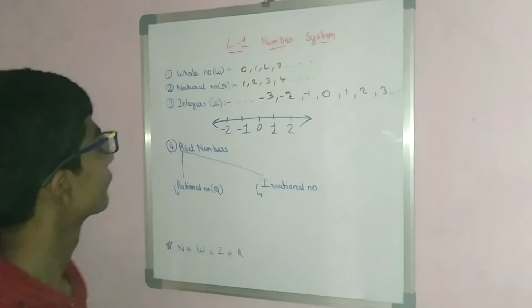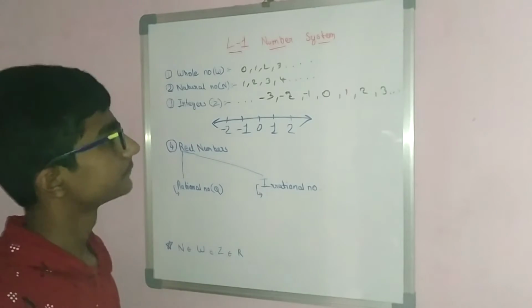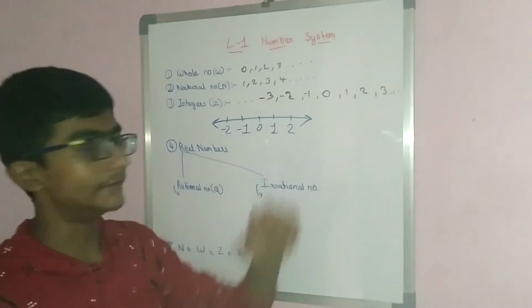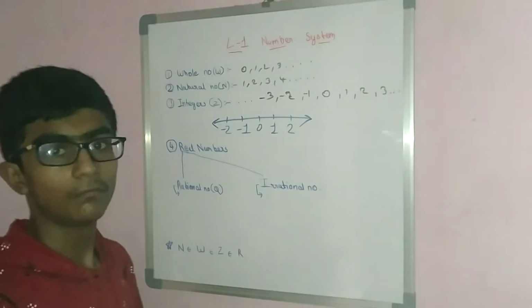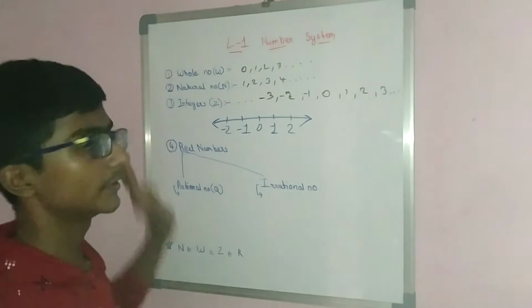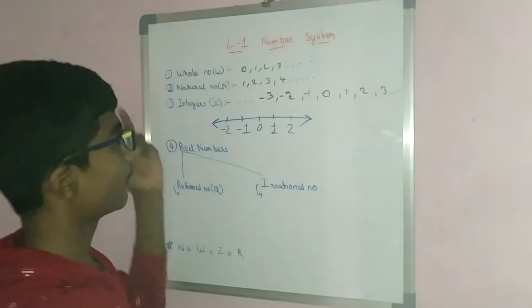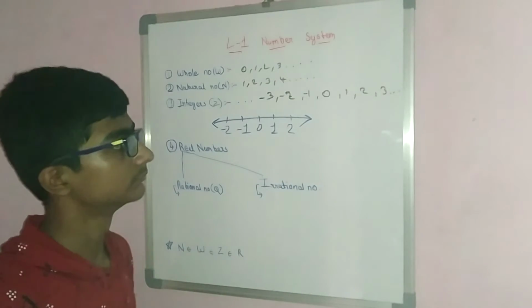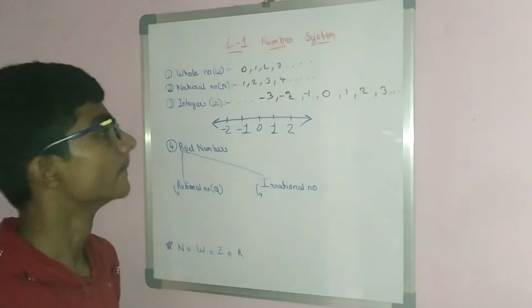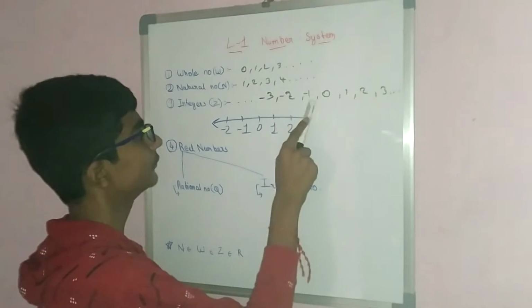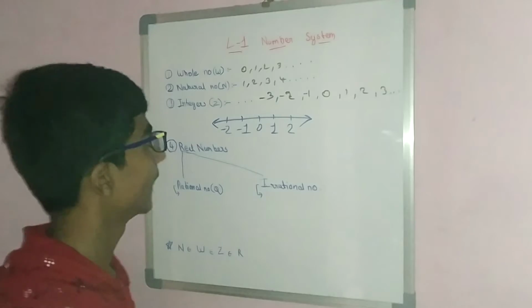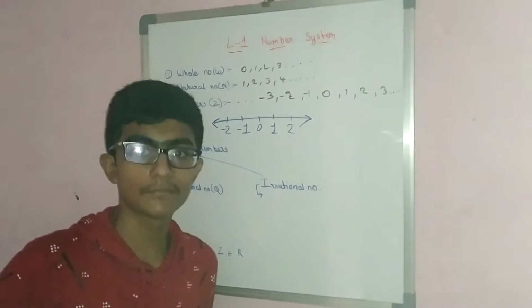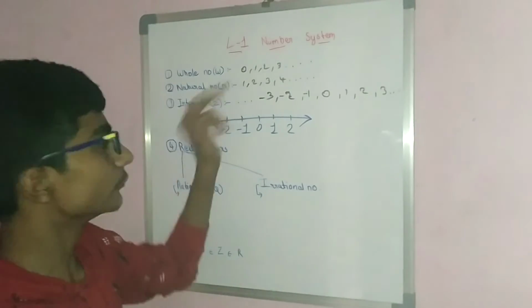We can say that. Now integers. Can we say that all the integers are whole numbers? Now I am saying whole numbers, that means whole and natural both, because natural numbers are whole numbers. So can we say that integers are whole numbers? No, because integers have a negative side and whole numbers do not have a negative side. So all the integers are not whole numbers.